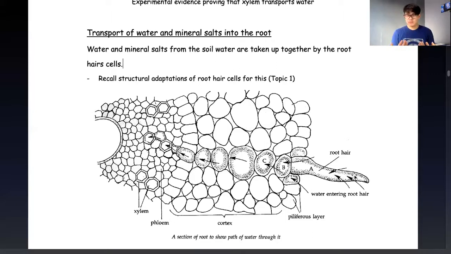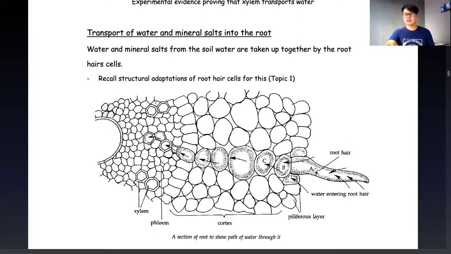Recalling the first topic, about the specialization of cells, you should know why they have a long extension. This is because they want to increase the surface area to volume ratio. And why do they want to increase it? To allow faster diffusion, faster movement of molecules, in this case water molecules, so that they can be absorbed at a much faster rate. This is the root hair cell.